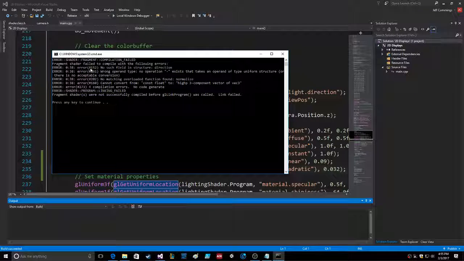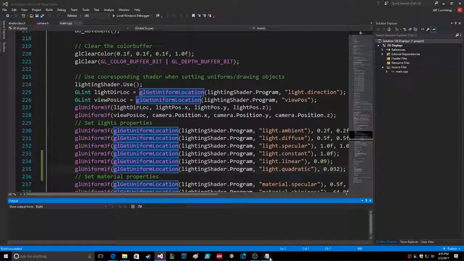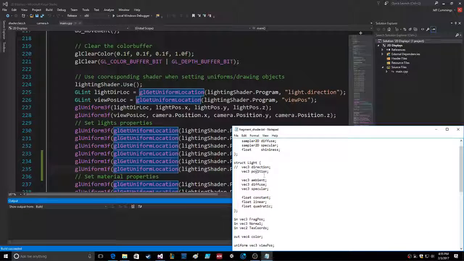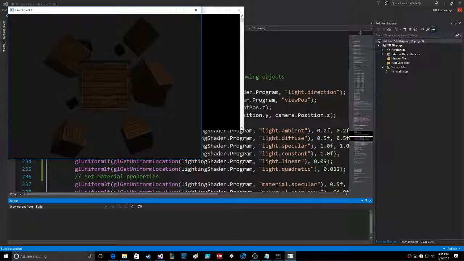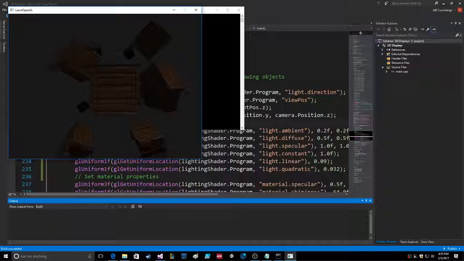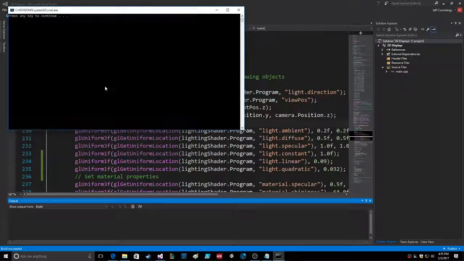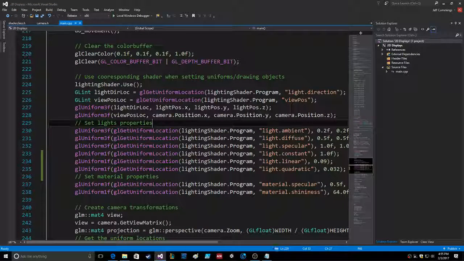Aha, fragment shader, no such field, direction. Oh wait, did I comment it out? That's right, I didn't. Let's not comment it out then. I probably shouldn't have done that. Oh, there we go. So now it's working. Interesting. That's cool, even though I left the direction in there. So actually, is the directional light still working? Huh. Alright, anyways, let's continue on because that looks pretty good.